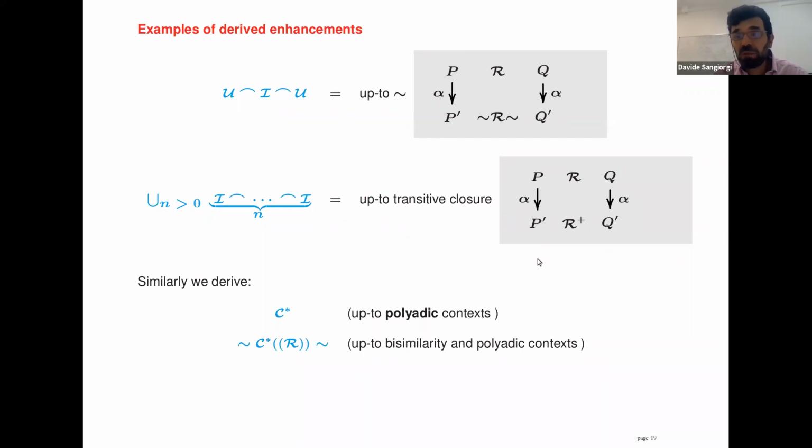And with these very few constructors and simple basic functions, I can already derive something a little bit interesting. For instance, Milner's up to bisimilarity can be derived using chaining, starting from the identity and the constant-to-bisimilarity function. I can derive up to transitive closure of a relation. I can derive up to polyadic context, up to bisimilarity in context, and so forth.